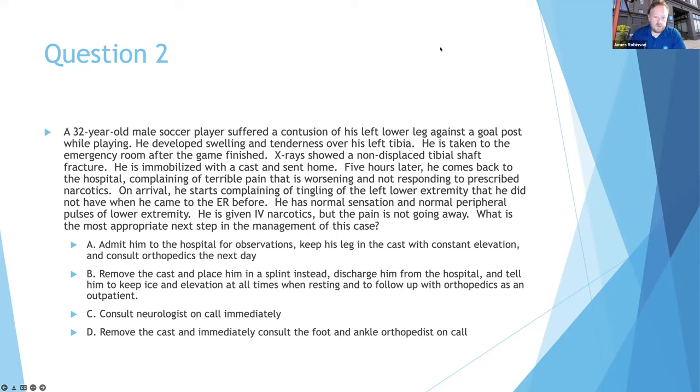A, admit him to the hospital for observation, keep his leg in the cast with constant elevation and consult orthopedics the next day. B, remove the cast and place him in a splint instead. Discharge him from the hospital and tell him to keep ice and elevation at all times when resting and to follow up with orthopedics as an outpatient. C, consult neurology on call immediately. Or D, remove the cast and immediately consult foot and ankle orthopedist on call.